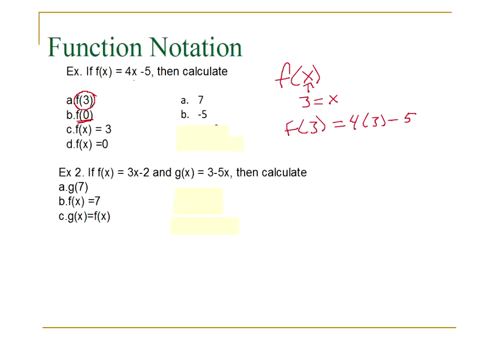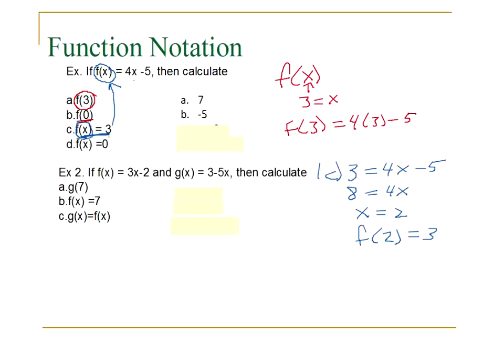In question C, we have the opposite question. Here I don't know what the x is, but I know y, f of x, equals 3. So in question C, I'll end up solving this by writing 3 equals 4x minus 5. Right, wherever I see an f of x, we're going to replace that with the 3. That's what this says right here, f of x equals 3. So I'm going to add 5 to both sides and get 8 equals 4x. I'm going to divide both sides by 4 to get x equals 2. So I could write the answer f of 2 equals 3.